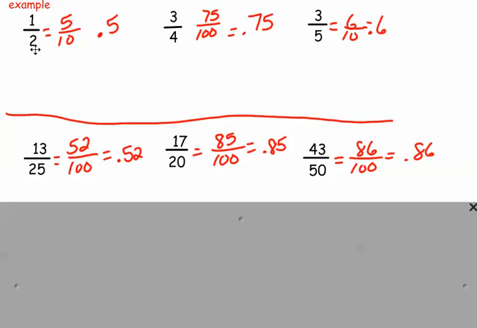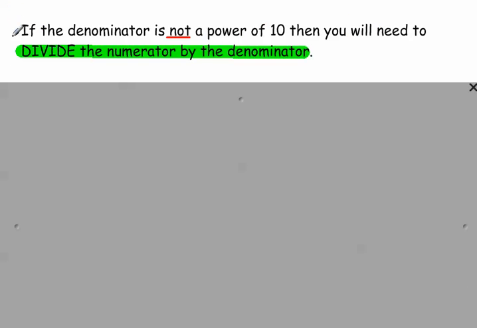Now, like I said, for all fractions, you cannot get a denominator of 10 or 100 or 1,000. So here's the other way that you're going to do it. This is the way that always works, okay? So if it's not a power of 10, you're going to need to divide the numerator by the denominator. So make sure and write that down. That is the second way. Divide the numerator by the denominator, okay?